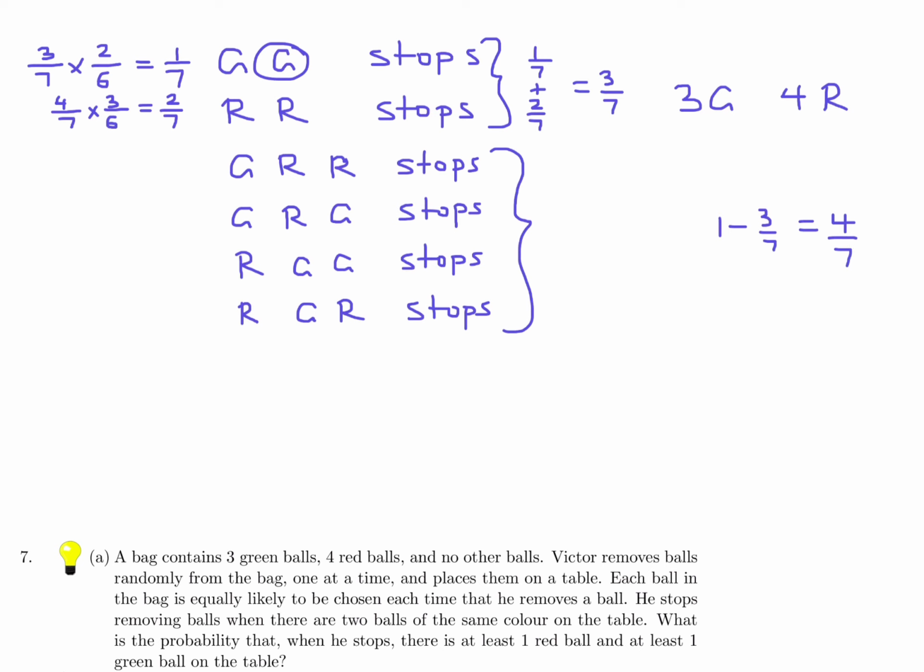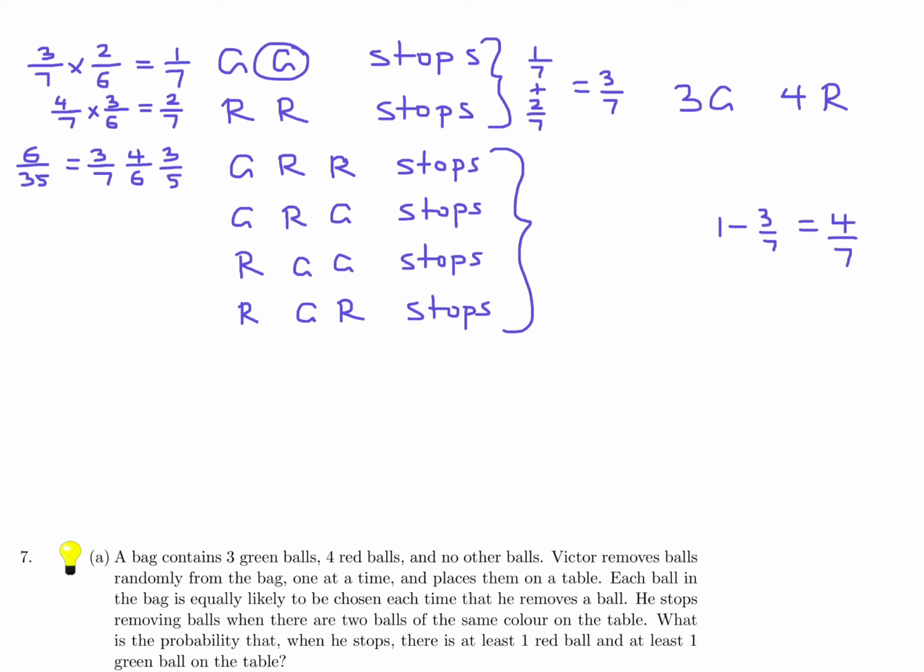Or if you want to do it a way that's a little bit longer, you can figure out these individual probabilities in the exact same method, right? So for example, I'll just do one. GRR, probability of getting a G is 3 out of 7. And then probability of getting a red would be 4 out of 6. And then the probability of getting another red would be 3 out of 5. And that, in lowest terms, is 6 over 35.